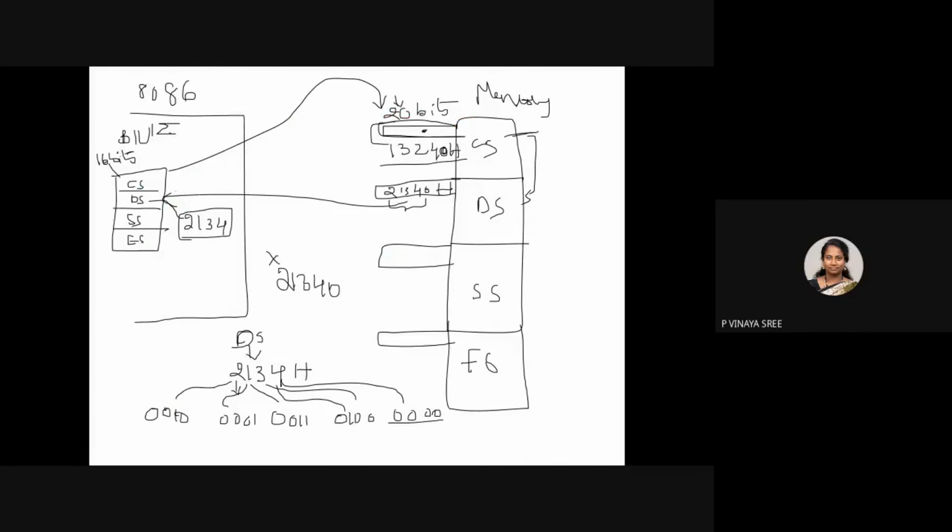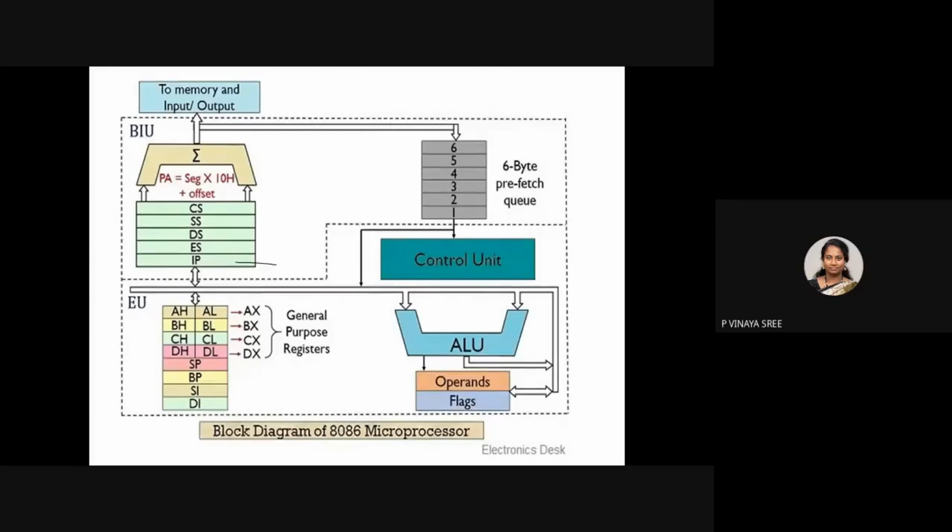But it is shown here as segment into 10H. How can we get this 10H? As we have done our left shift operation 4 times, you will be getting 0 in the least significant bit. Okay, and the next is plus offset. Now try to understand the use of this offset. Offset is very important, ma'am. Even I discussed in the addressing modes the offset. Can anyone tell me what is an offset?